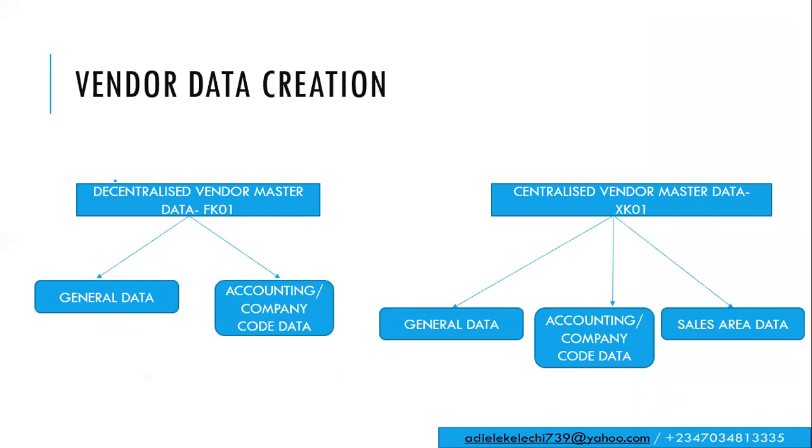So let's look at the composition or the structure of vendor master data creation. When you create what we call decentralized vendor master data, it has only two data, which is general data and the company code data. The transaction code to create your vendors in a decentralized form is FK01, which is at the FI level.